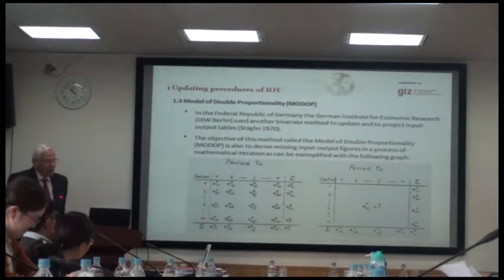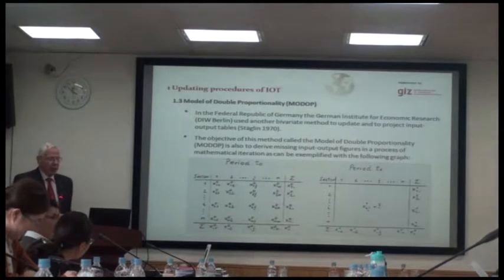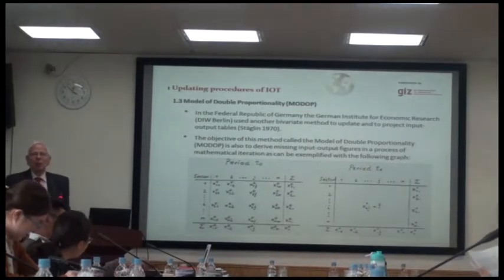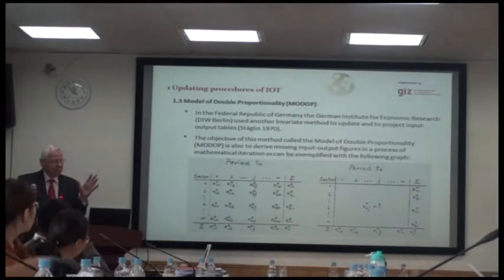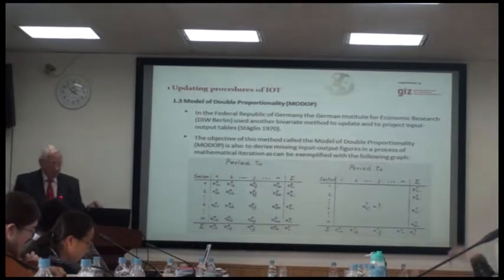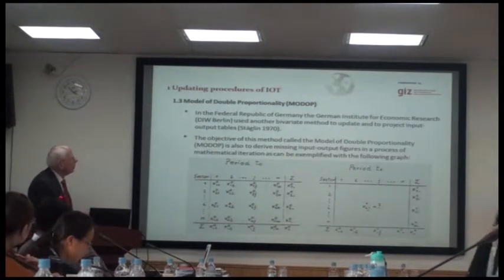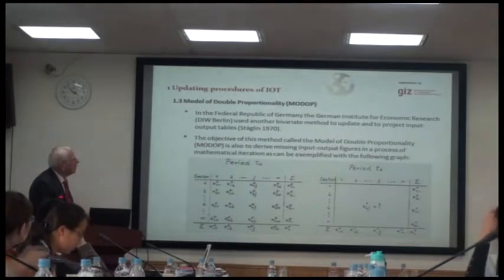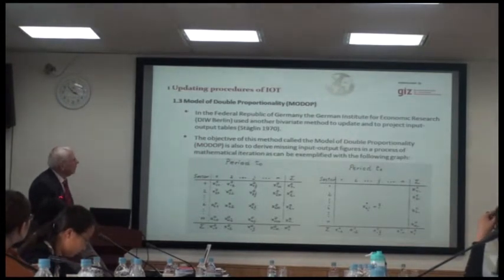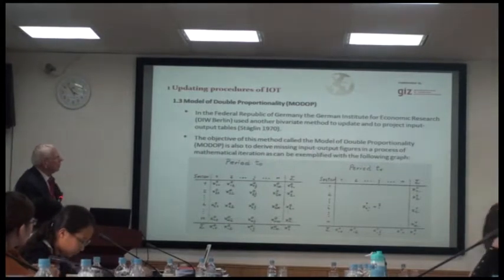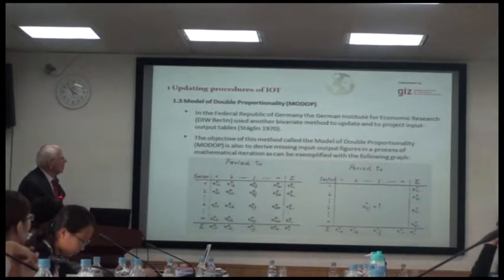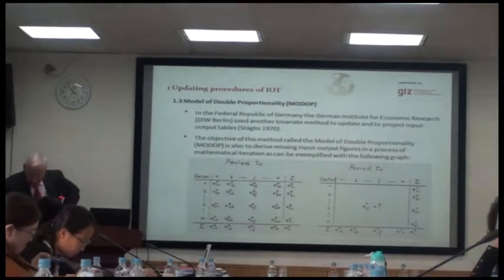So you see, the objective of this method is called the model of double proportionality. It's a little bit in the area of the RAS method, MODOP, model of double proportionality. M for model, O for of, D for double, and O again for of, and P for proportionality. It is also to derive missing input-output figures in a process of mathematical iteration, as can be exemplified with the following graph. We have used it very often.